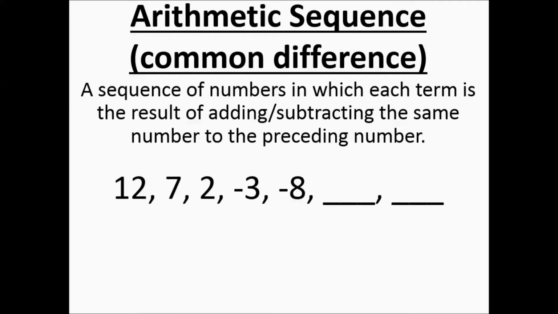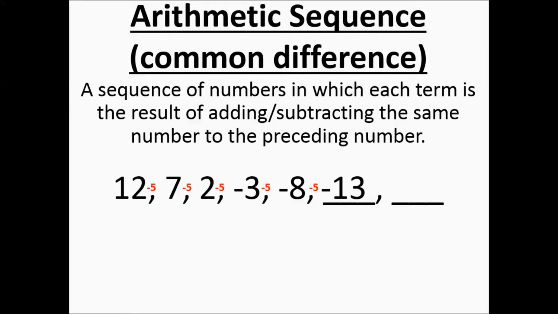So this first one, we have a 12, a 7, a 2, a -3, and -8. Well, if you look at these numbers, they want us to find out the next two terms that are going to come up. And if you look, basically you're subtracting 5 from each term. 12 minus 5 gives you 7, 7 minus 5 is 2, and so on. So if we continue this, if you subtract 5 from -8, you're going to get -13. Now remember your integer rules for this. -8 minus 5 is -13.